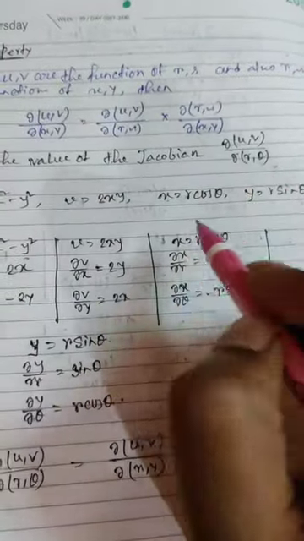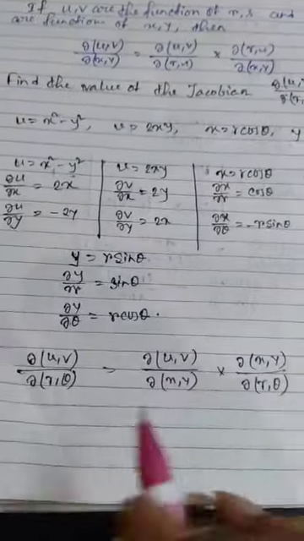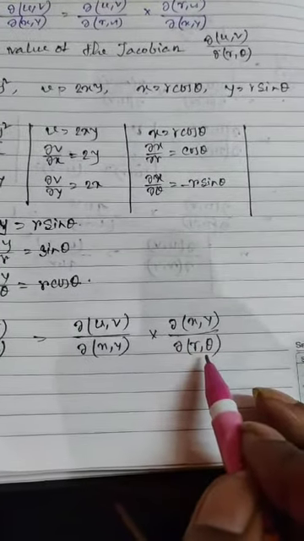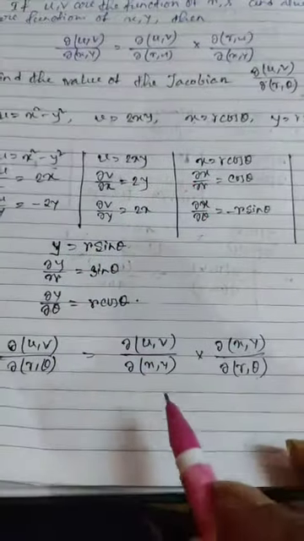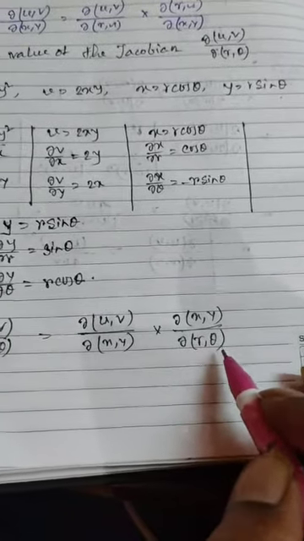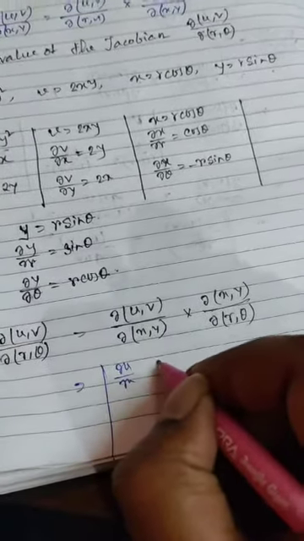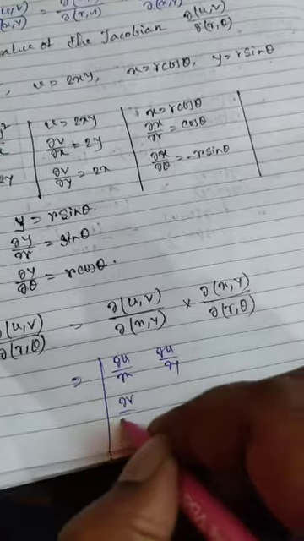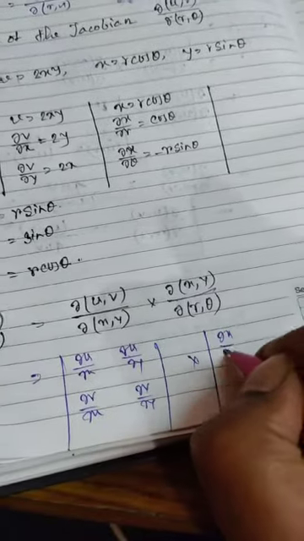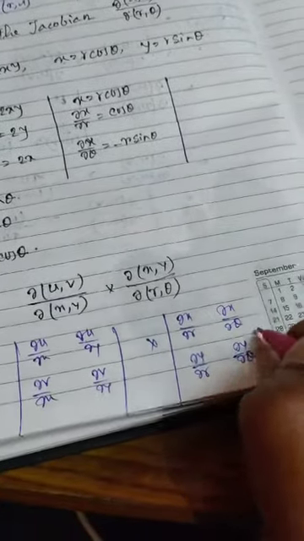So ∂(u,v)/∂(r,θ) means, from this question, that we can write ∂(u,v)/∂(r,θ) as ∂(u,v)/∂(x,y) into ∂(x,y)/∂(r,θ). And from the given properties we can easily find ∂(u,v)/∂(x,y) and ∂(x,y)/∂(r,θ). Actually, ∂(u,v)/∂(x,y) means we can write it as the matrix ∂u/∂x, ∂u/∂y, ∂v/∂x, ∂v/∂y, into the matrix ∂x/∂r, ∂x/∂θ, ∂y/∂r, ∂y/∂θ.